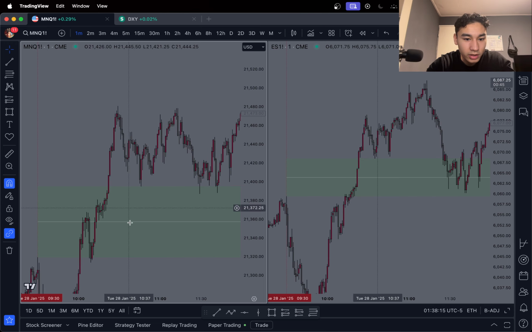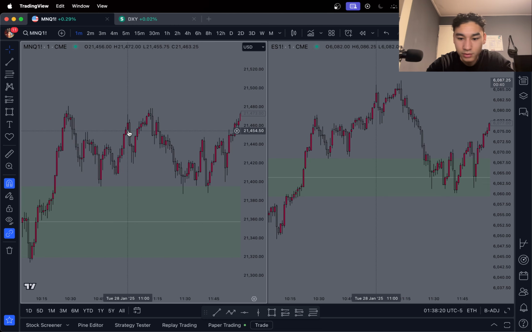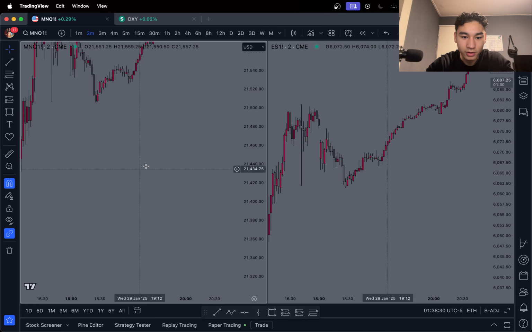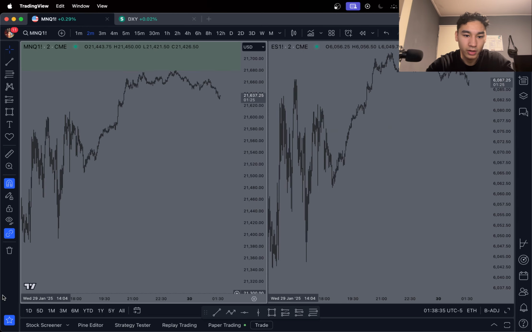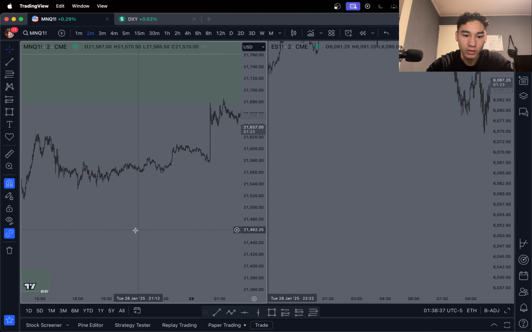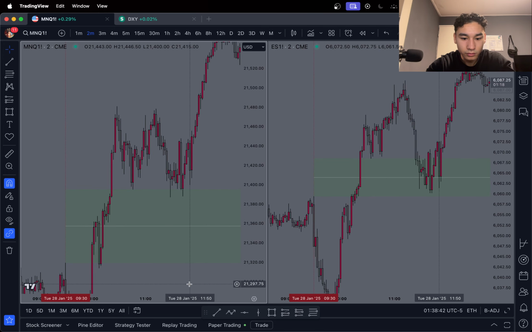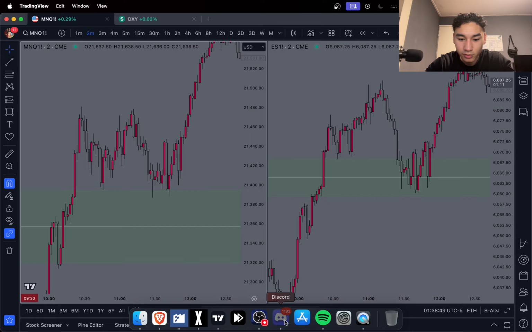I honestly really don't know why this was a loss. What the hell? 2 minute chart. I don't know why I am on a 2 minute chart. I'm probably gonna cut this out because I'm taking way too long looking for this. 2 minutes, it was right here, and then no, that's definitely not the trade. What the hell?